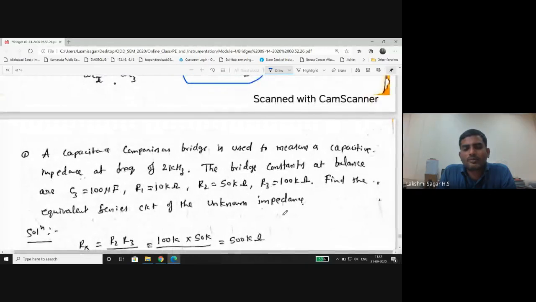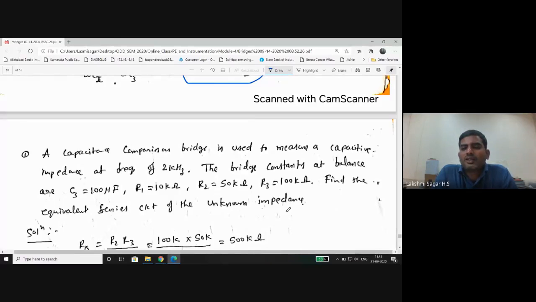So note the problem, write this problem, all of you, and solve it. A capacitance comparison bridge is used to measure a capacitive impedance at a frequency of 2 kHz.